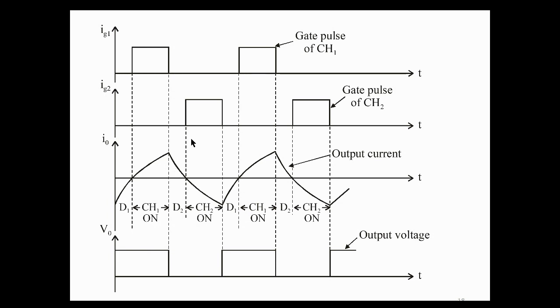However, when we have chopper 2 coming on and diode 2 coming on, then we have the energy stored in the inductor being released. That's why we have this gradual decrease in current.